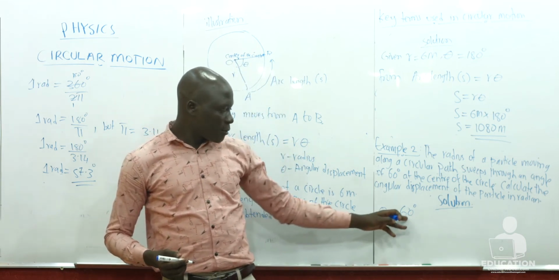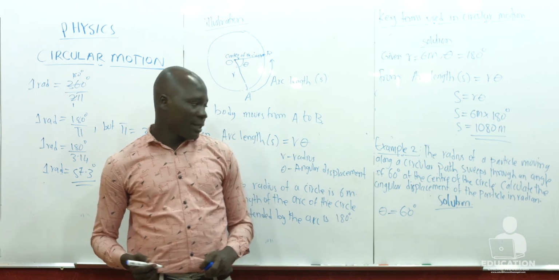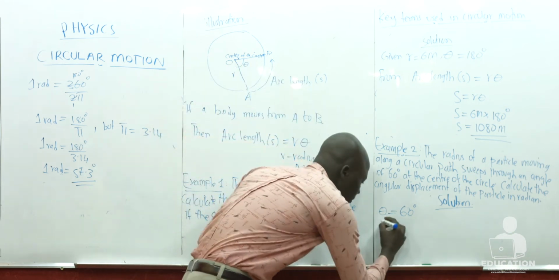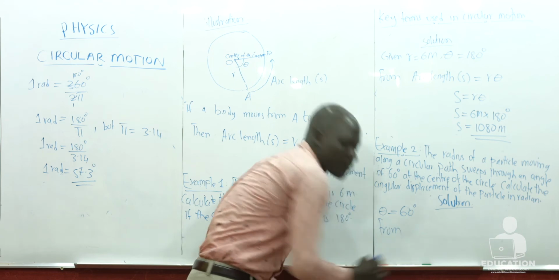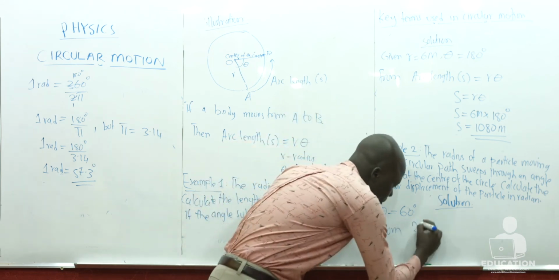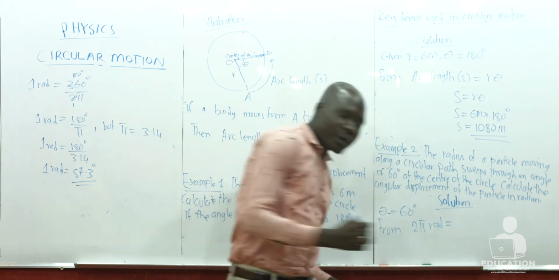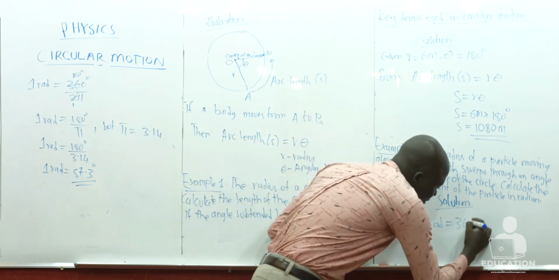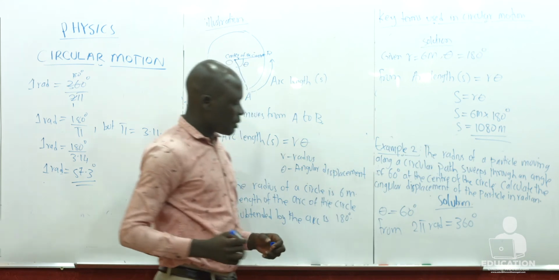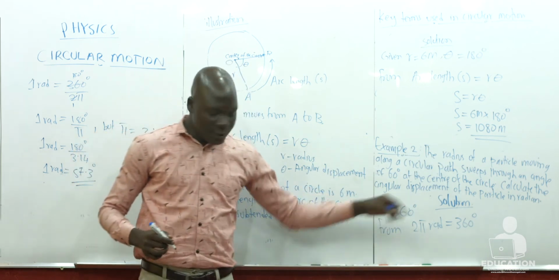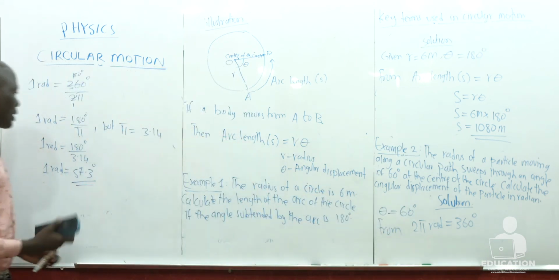They're asking us to convert degrees to radians. So now we say from 2 pi rad, which is also equal to 360 degrees. Now they want you to convert these degrees to radians.